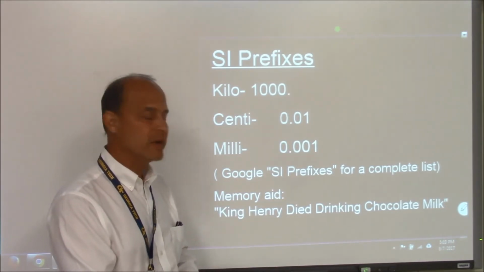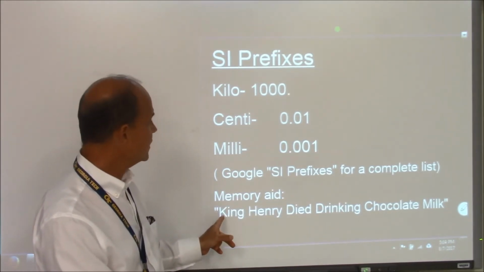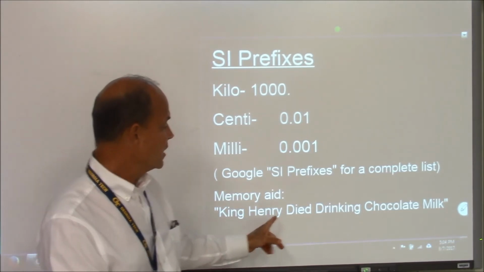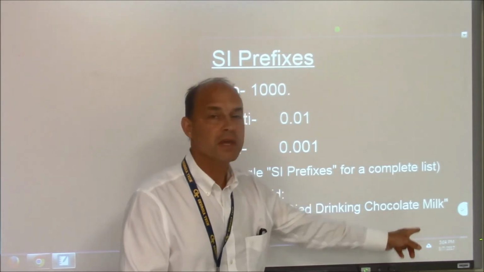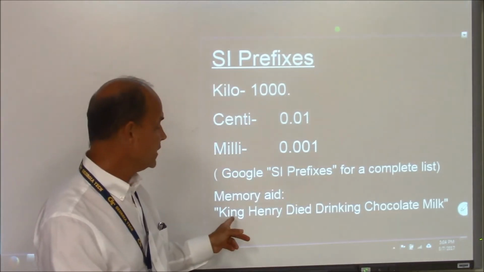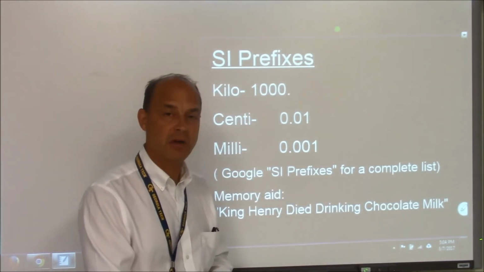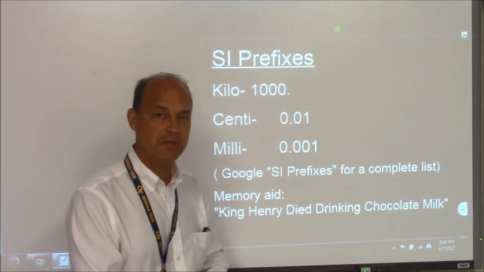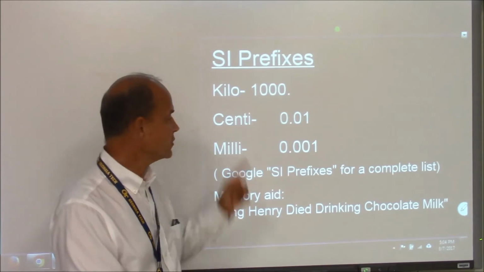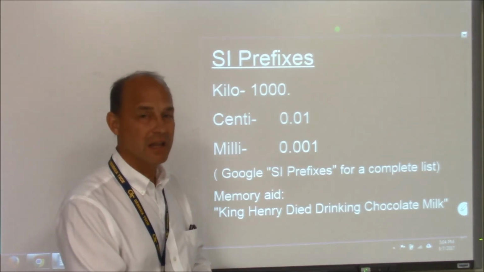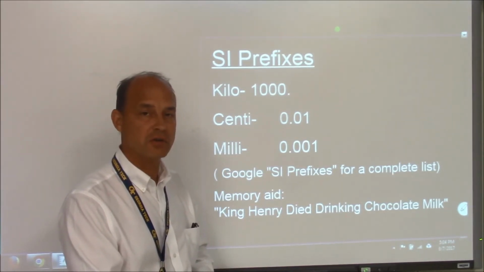That's a memory aid, which means kilo, hecta, deca, deci, centi, milli. This saying, King Henry died drinking chocolate milk, helps you to remember all the prefixes, and then you'll need to remember the multipliers that go along with it. These are the most important ones, which we'll be using a lot, so I want to make sure that you get these in your notes today.